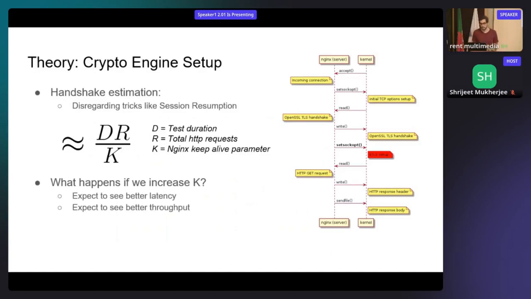On KTLS, every time a new socket is created, Nginx has to perform the TLS handshake in user space and then issue an extra system call, setsockopt, to set up the TLS keys. If we disregard tricks like session resumption, we can estimate the total number of TLS handshakes done throughout the entire test with the formula D times R divided by K, where D is the test duration, R is the total number of HTTP requests done in the test, and K is a fixed constant, which in this case is the Nginx keepalive parameter. This parameter is essentially how many times Nginx will reuse the same socket to serve HTTP requests, and by default, this is 1,000.